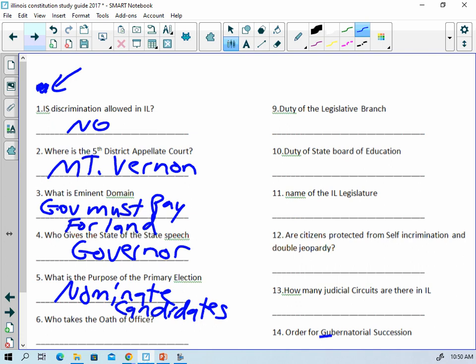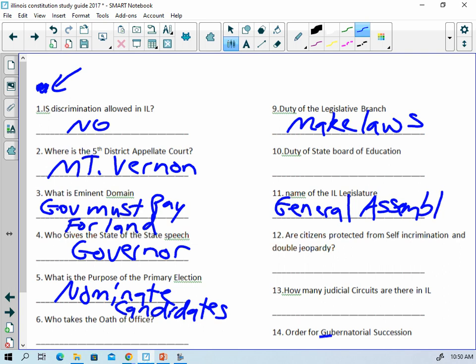I'm mixing it up. Who takes the oath of office is a federal Article 7 through 14 thing where we'll get to it. What's the duty of the legislative branch? Make laws. True. Duty of the State Board of Education is one we'll cover later. What's the name of the Illinois legislature? We don't call them Congress, we call them the General Assembly. And please don't abbreviate the word assembly.